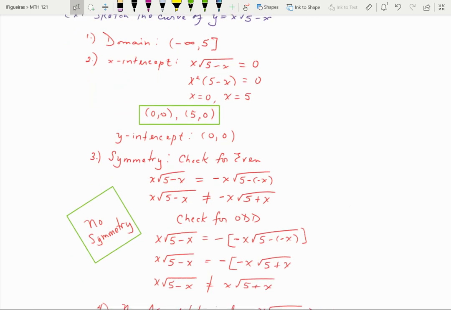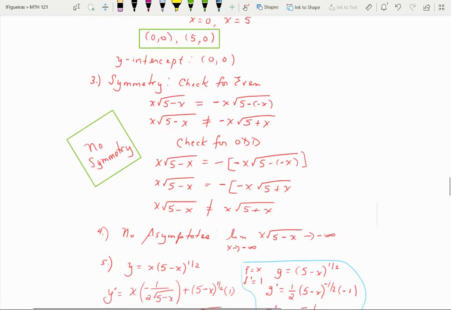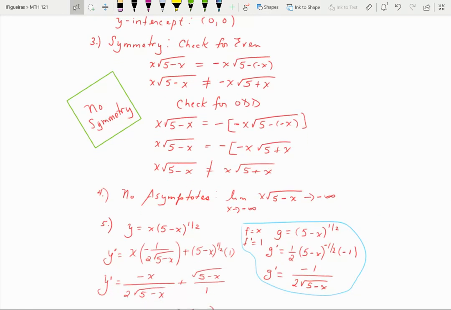So if you check for even, left side and right side are not the same. If you check for odd, again, left side and right side are not the same. There is no symmetry that's going to help us sketch this graph. So here, there are no asymptotes. There's nothing that will result in division by 0. And I'll show you the work for checking for a horizontal asymptote. Remember, with horizontal asymptotes, you're checking the limit as x approaches either positive or negative infinity. Well, positive infinity wouldn't make sense because remember, your domain is from negative infinity to 5.